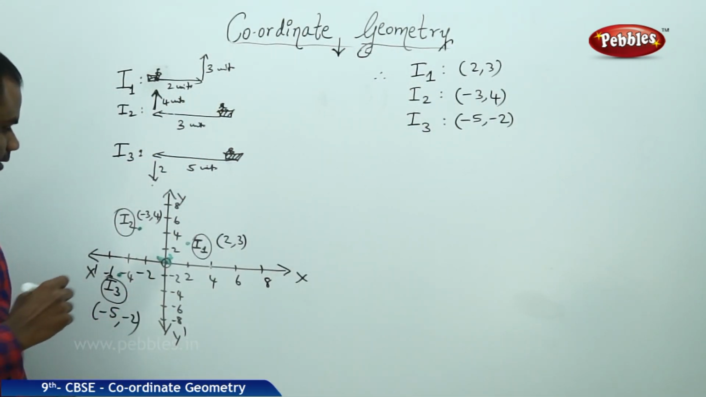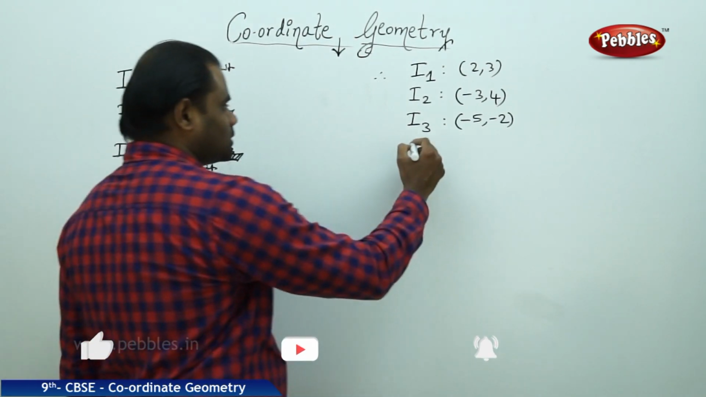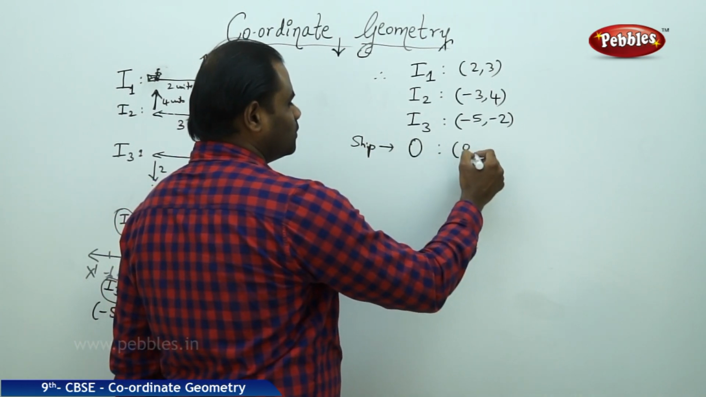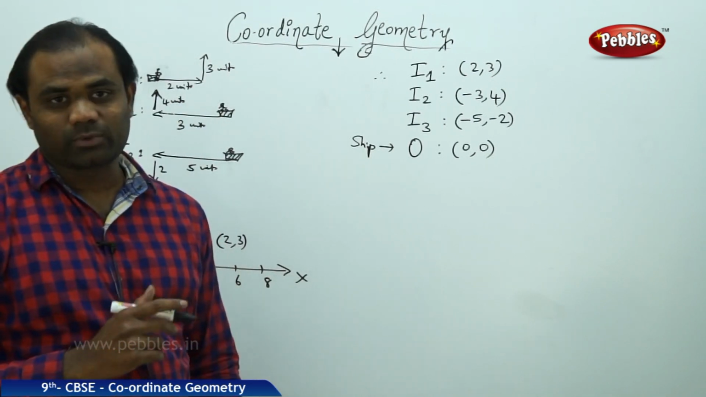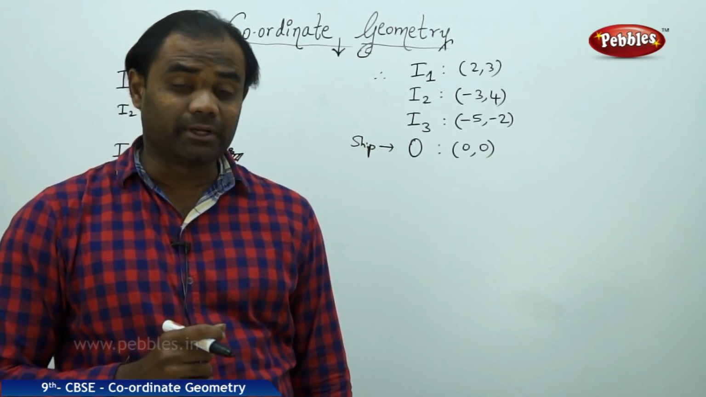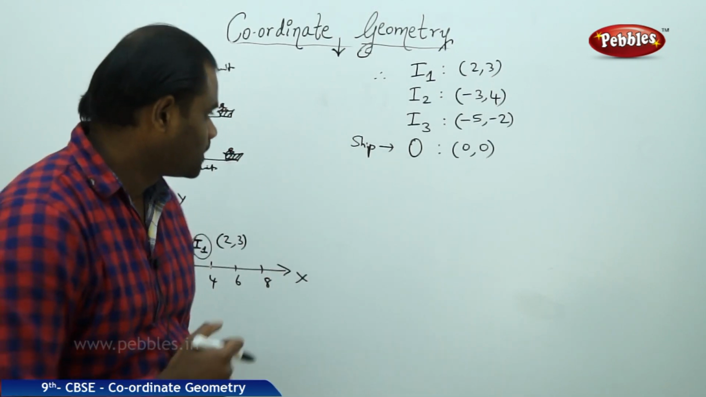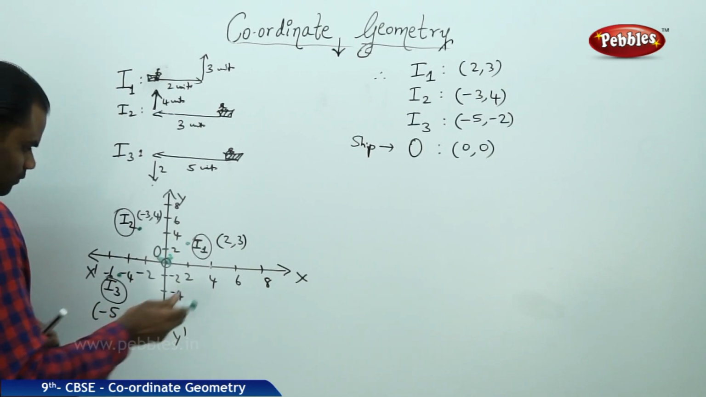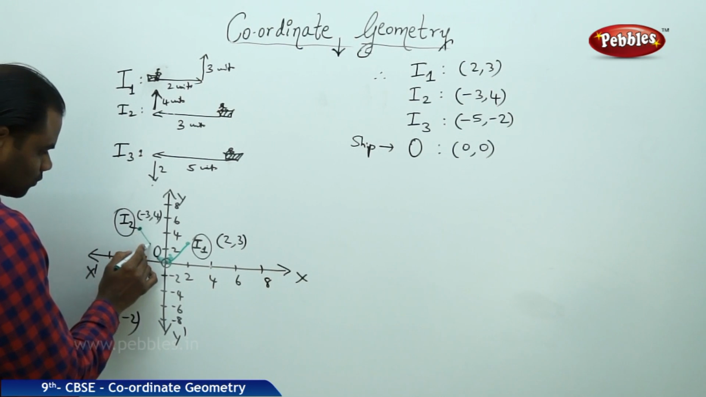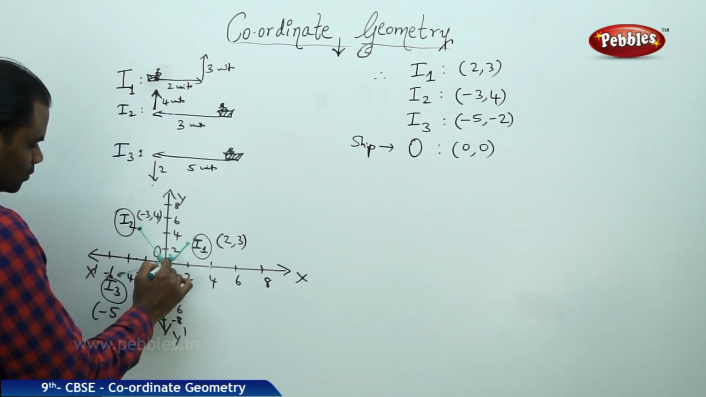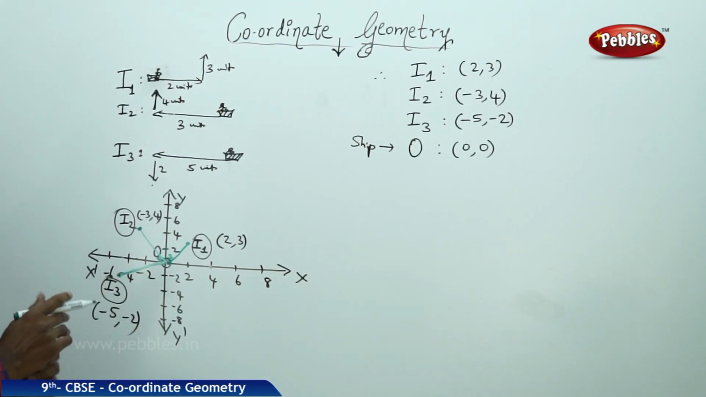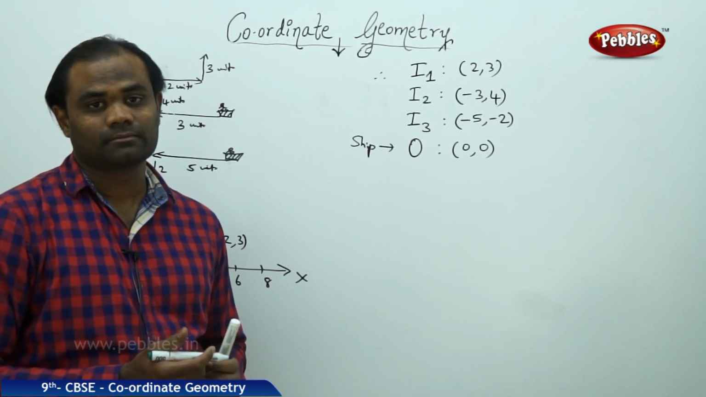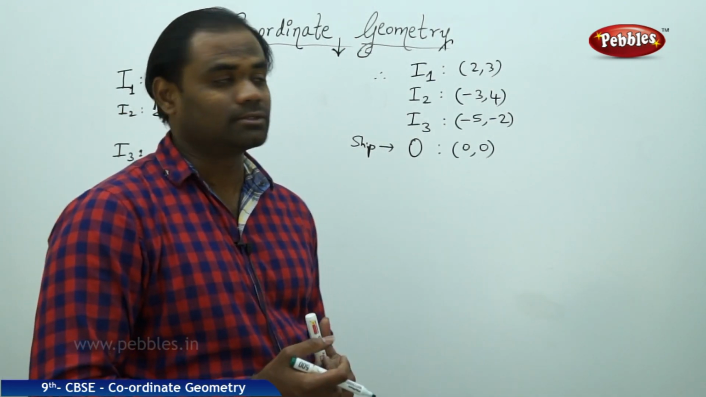Now let's also take the initial position of the ship into account, where the initial position of the ship is denoted by O, which is the origin. Now comes the question: which island is the nearest to the ship in the sea? In order to find the nearest distance, it's all about finding the distance of O from I1, the distance of O from I2 and the distance of O from I3. Once we know the distances, we can find the least distance. So let's see how we can use the distance formula.